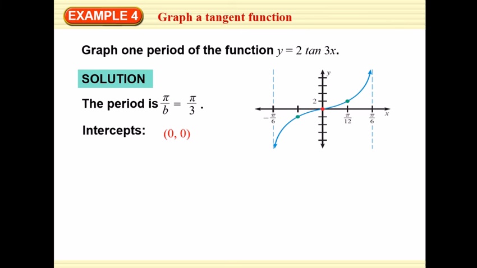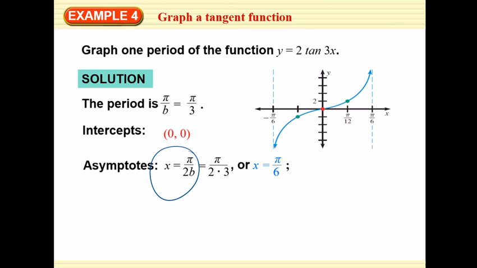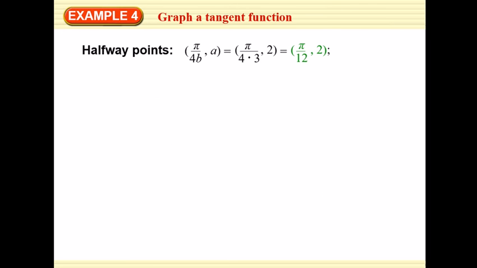And my intercepts are going to occur at 0, 0. My asymptotes, I calculate that with this formula, pi over 2b. So my asymptotes occur at multiples of pi over 6 here, which means it also occurs at negative pi over 6. And then I compute those halfway points.